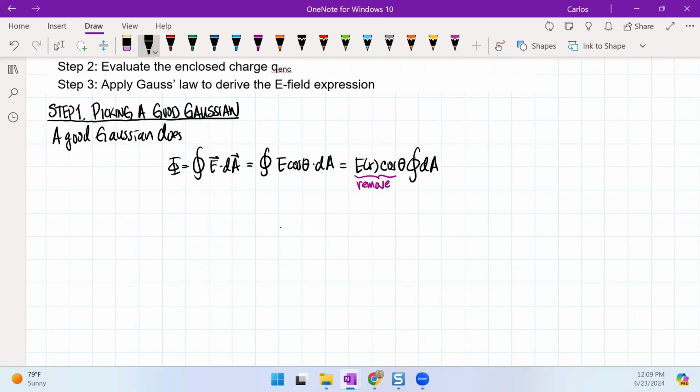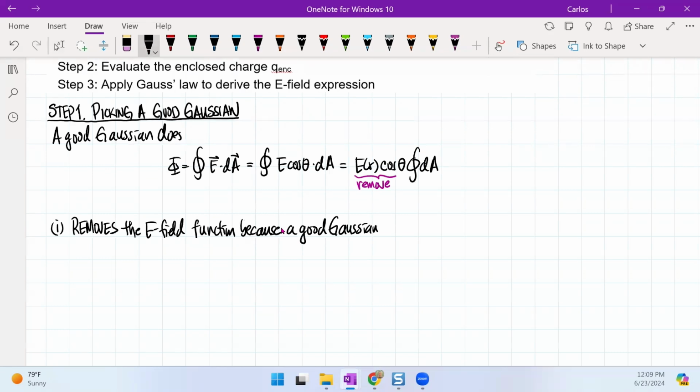And when it does that, it does it the following way. It removes the E field function because a good Gaussian is a constant E field surface, using symmetry. That's why it can remove it from the integral.